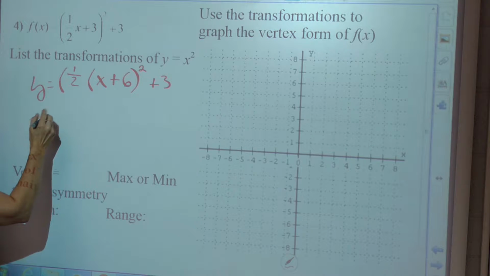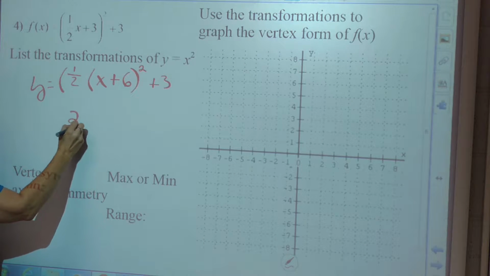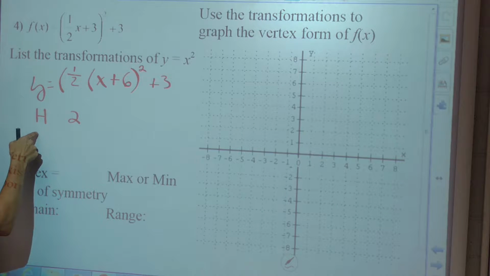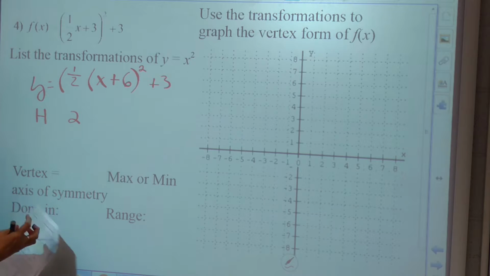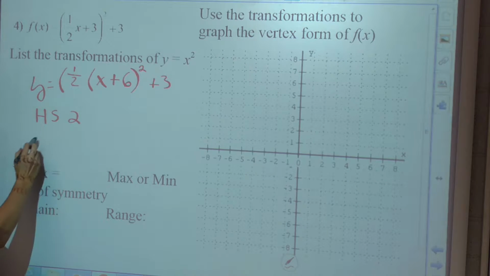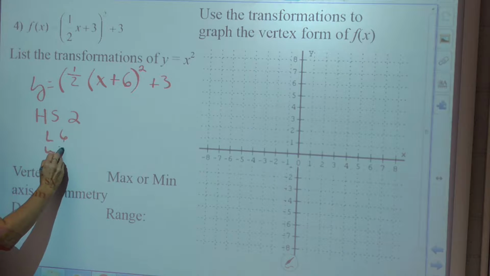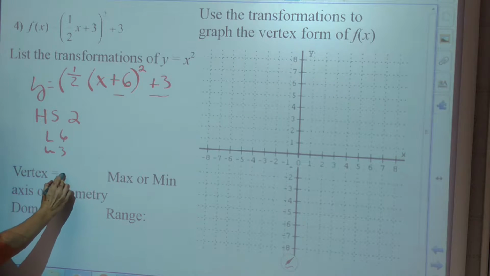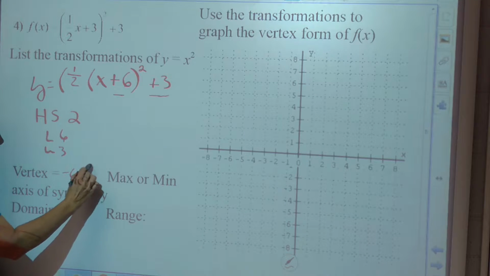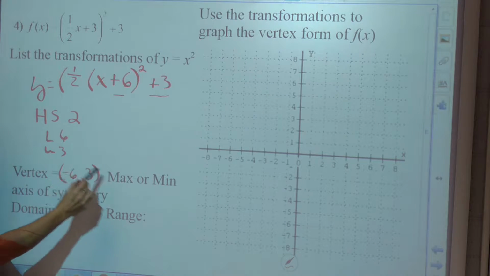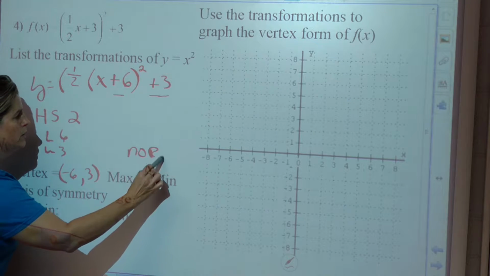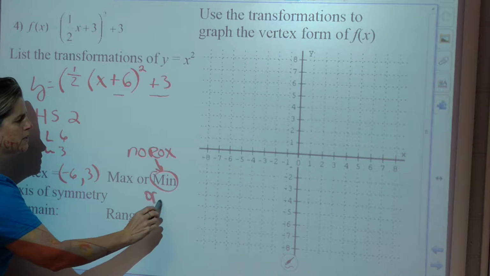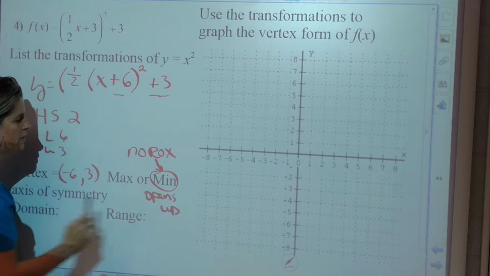Naming the transformations then, since it's with the x, it's going to be a 2, not a 1/2. You use the reciprocal. Again, it's with the x, so it's horizontal. And a 2, if you double something, you're going to make it stretch. Then we'll go left 6 and up 3. Vertex then, based on these, will be a -6 and a +3. This one does not reflect, no reflection over the x, so therefore it is a minimum, meaning it opens up. Right?